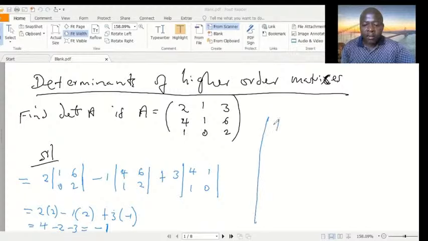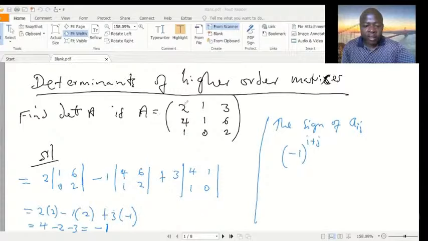So the sign of Rij, where R is the element, for example 2, would be given by negative 1 raised to i plus j, where i is the row of this element and j is the column of this element.